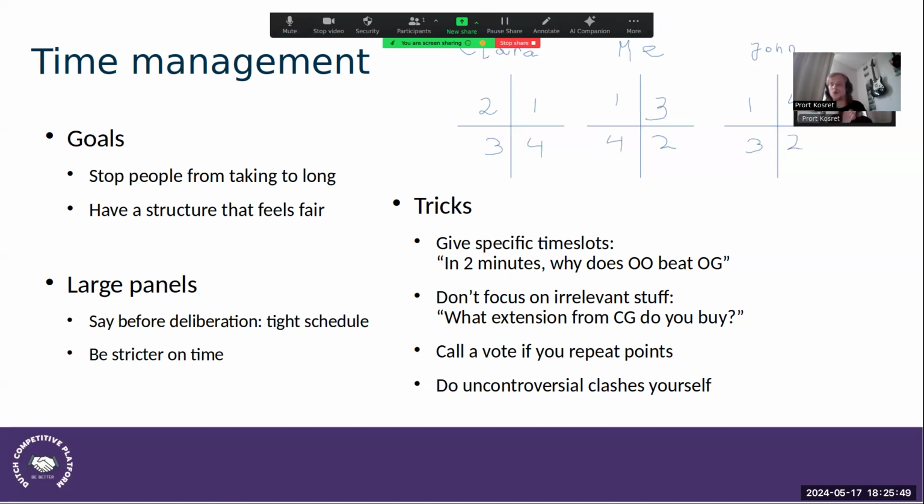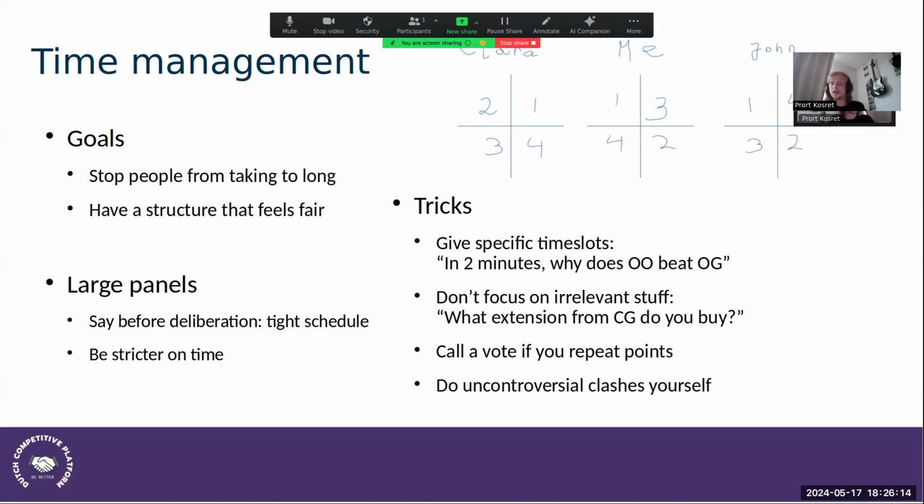Again, something that not all chairs dare to do, calling a vote, especially when there is a CA on the panel. Just do it. It's important to make sure that you give all teams equal time, equal respect, and equal discussion and that kind of stuff. So please make sure that you call a vote at the moment you hear yourself or hear other people repeating the same points over and over again.